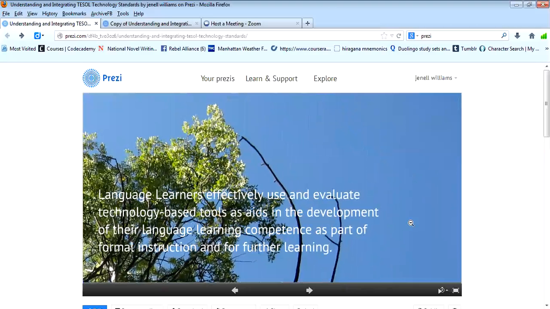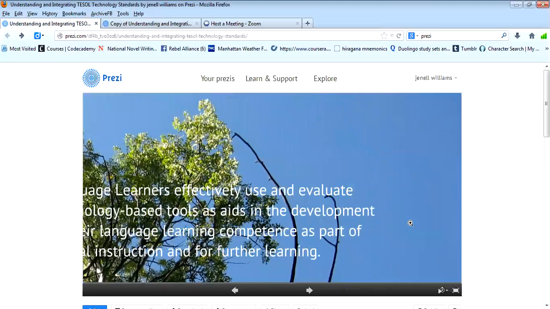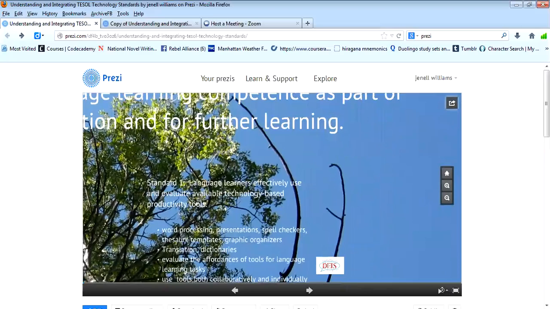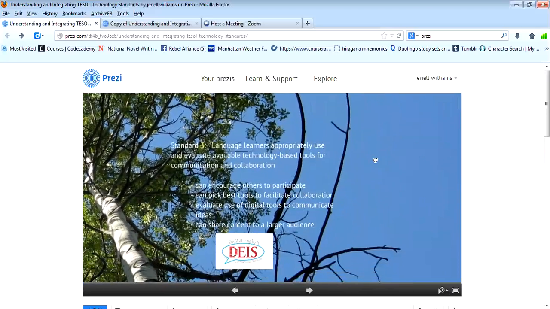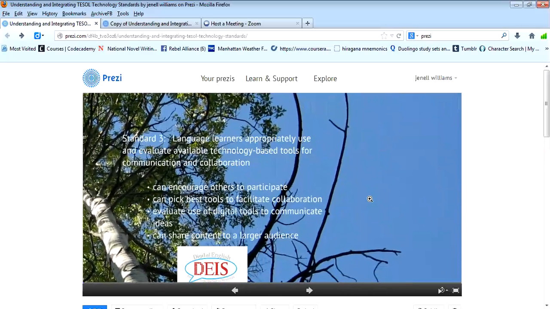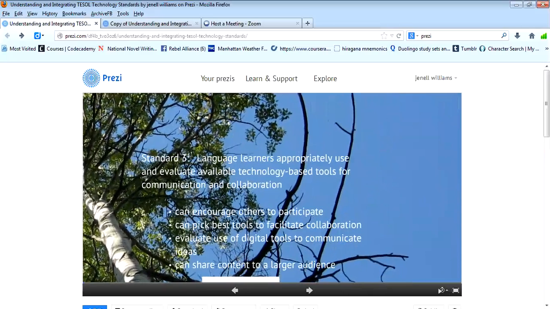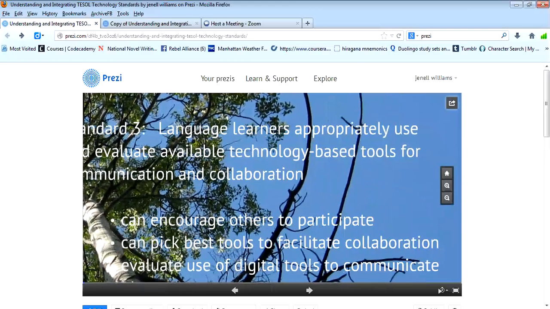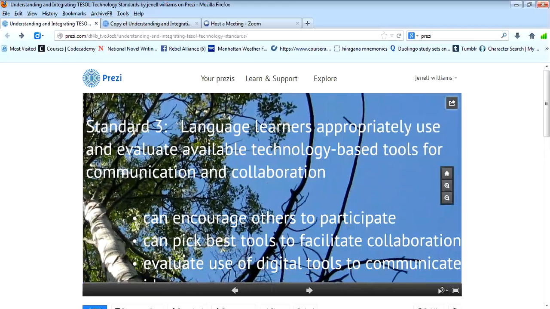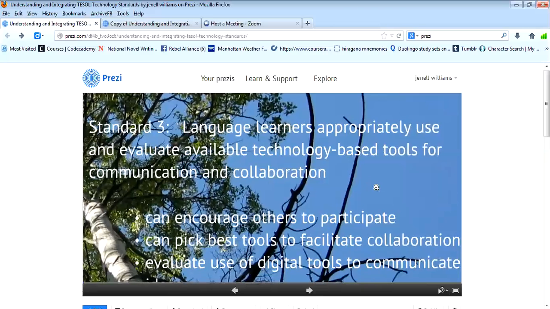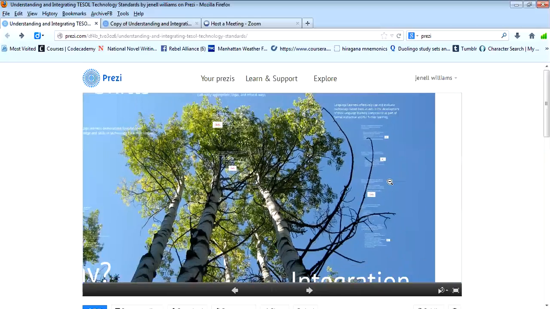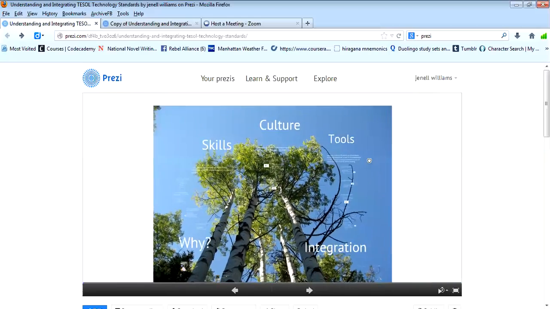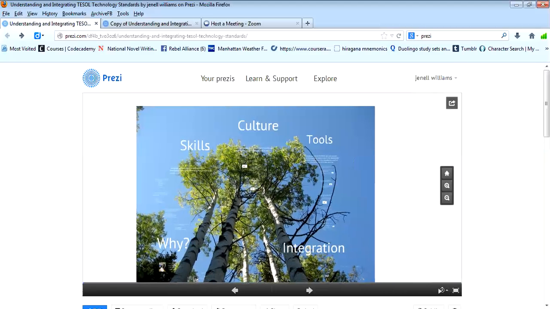Okay, so that's where collaboration comes in. And we're going to go ahead and look down here. Not standard 1, not standard 2, but please remember this system, the way this works. My lesson goes in standard 3, which is the use of available technology-based tools for communication and collaboration. Remember, my subject was collaboration. Okay, so I just want you to keep in mind this entire system here. Then my leveling up will make more sense to you.